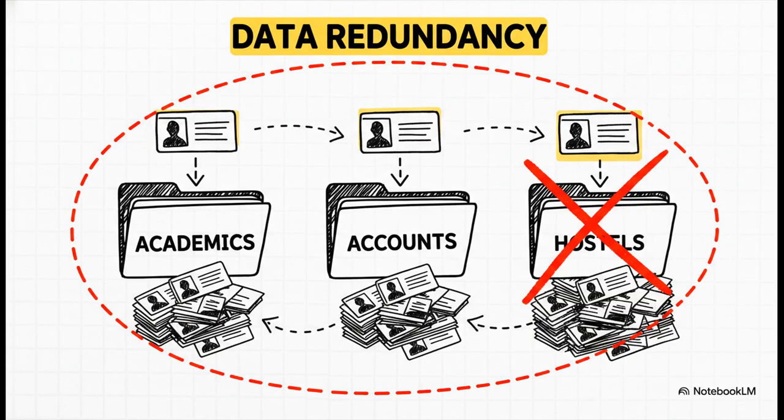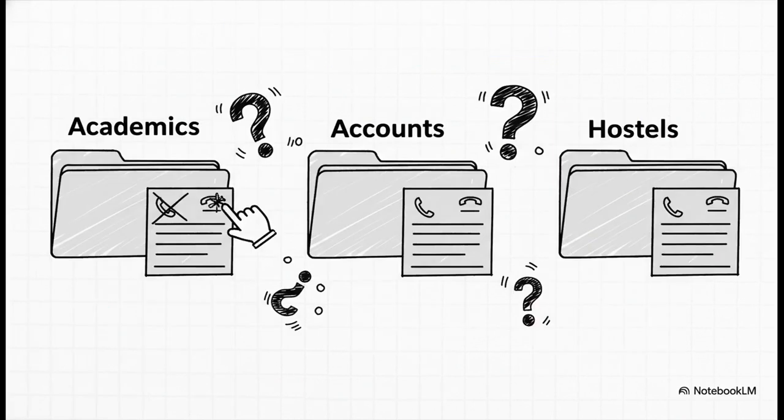Well, for starters, you have the huge problem of data redundancy. Your basic info, your name, your phone number, is just copied and pasted and stored in all these different places. It's just duplicated everywhere. It's an incredible waste of space. And you know what happens when you have copies of copies? You get an even bigger headache: data inconsistency.